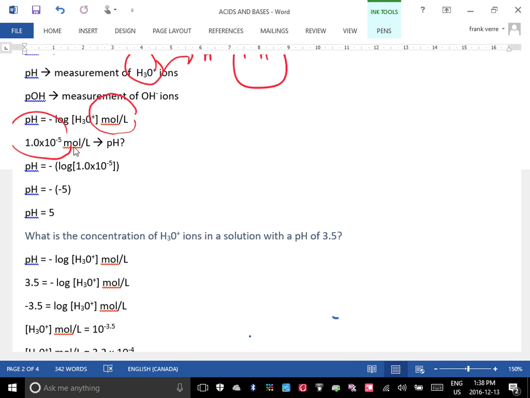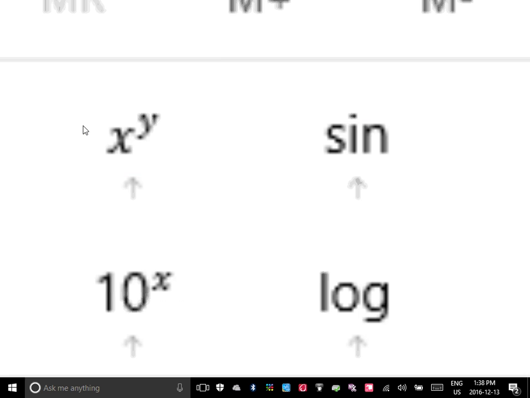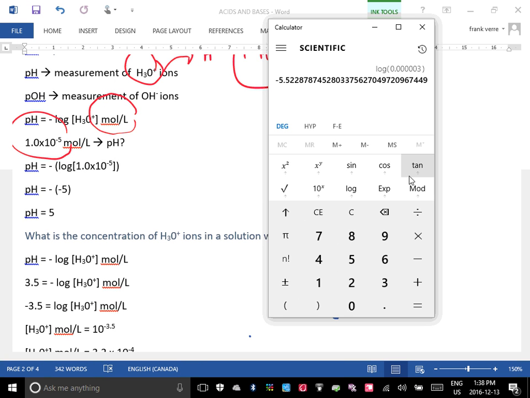Right? Now the formula for figuring this out is quite easy. You take the log of your concentration. So let's do that right now. Okay, come on, calculator, let's go. There we go. So we have a concentration of 1 times 10 to the negative 5, right? So 1 to the exponent negative 5 is 0.00001, right? Now, if you take the log of that value, you get negative 5.